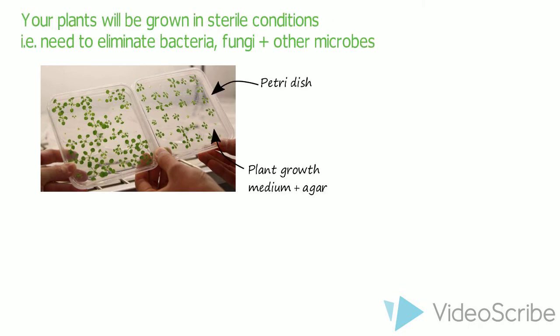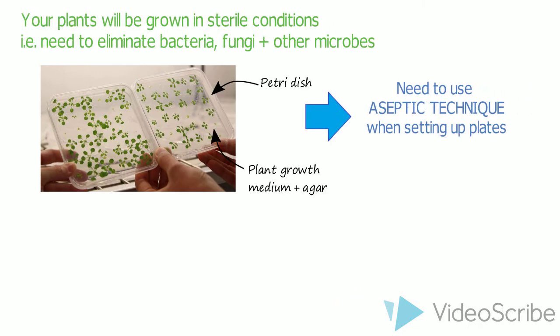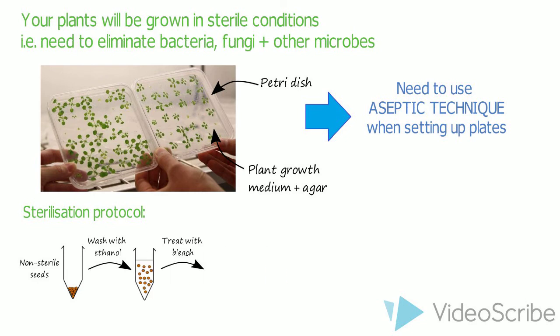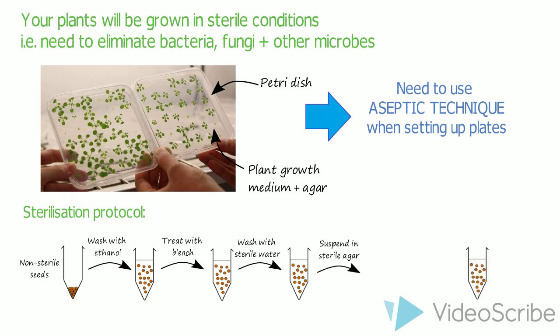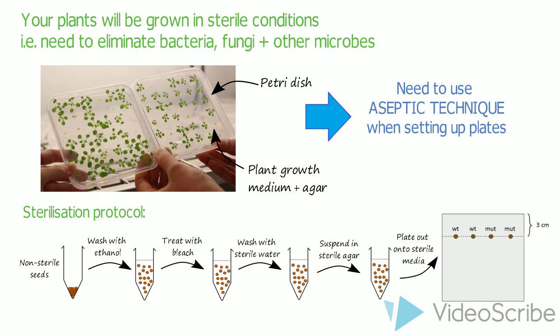We're going to be growing your Arabidopsis plants under sterile conditions, which means that you're going to have to use aseptic technique to avoid your experiments being contaminated with any bacteria or fungi in the environment. To do this, you're going to wash the seeds in ethanol and then you're going to expose them to a 50% sodium hypochlorite solution, that's bleach, to kill off any microbes on the outside of the seed. You'll then wash the seeds in sterile water to remove the bleach and then finally suspend them in a dilute agar solution to make them easier to handle. You'll then plate the seeds out onto agar plates using a commonly used plant growth medium.